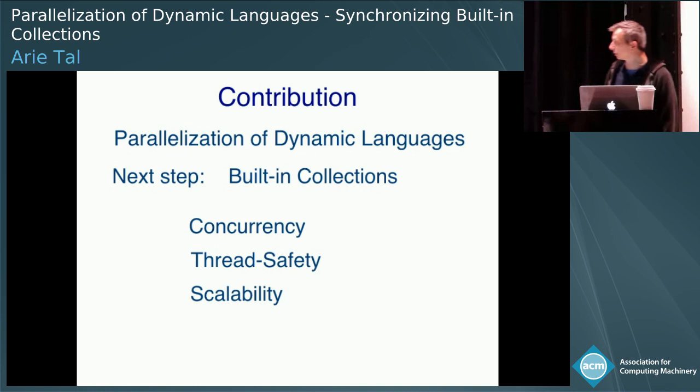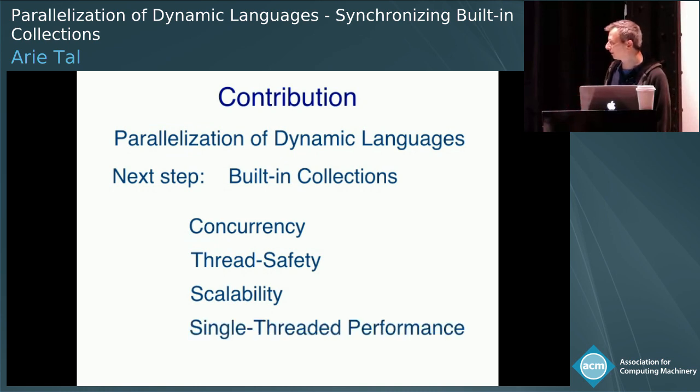But there's one more thing that we would like to have, which is to maintain single-threaded performance, because the ecosystem for dynamic languages is mostly written for single-threaded. We'd like to keep that performance without paying any penalty for the synchronization overhead for code that was written for single-threaded. So in our work, we're basically achieving all of these.